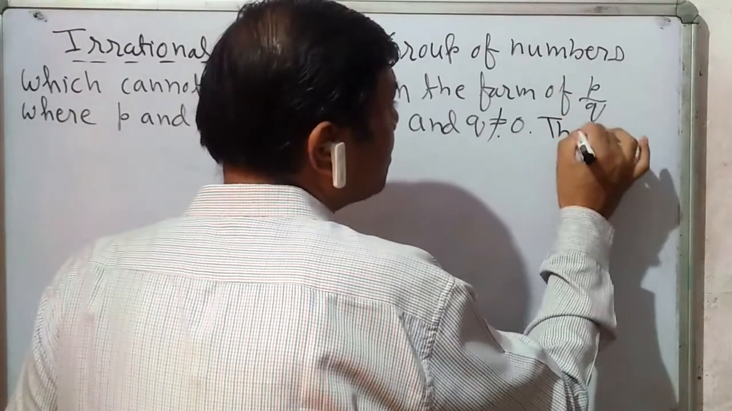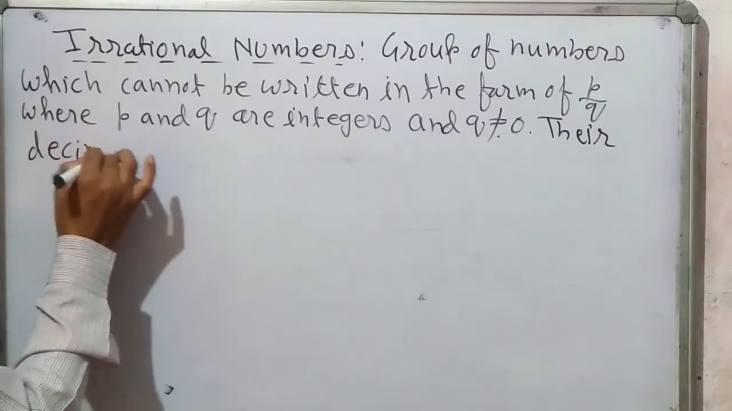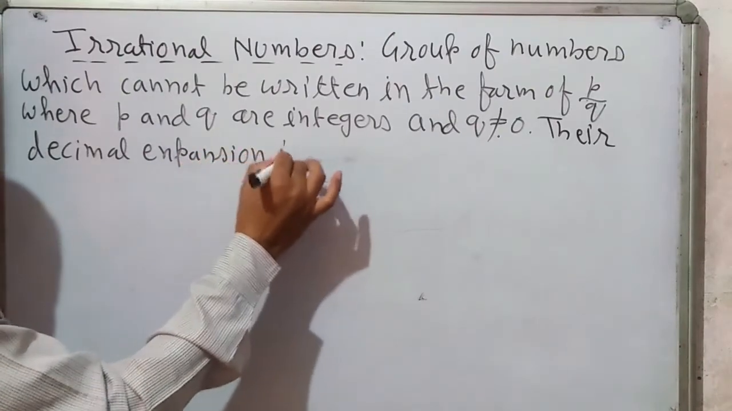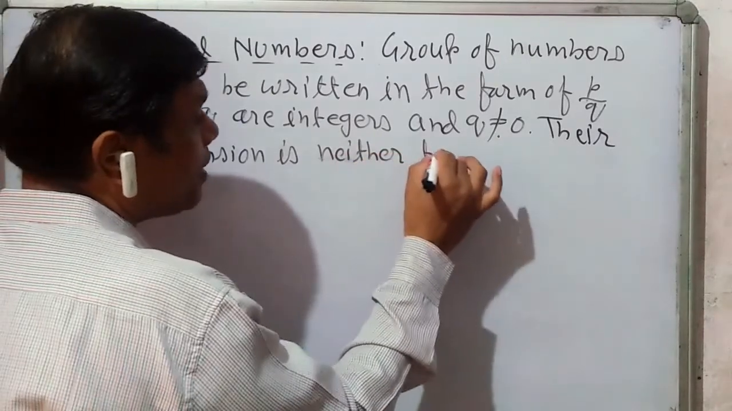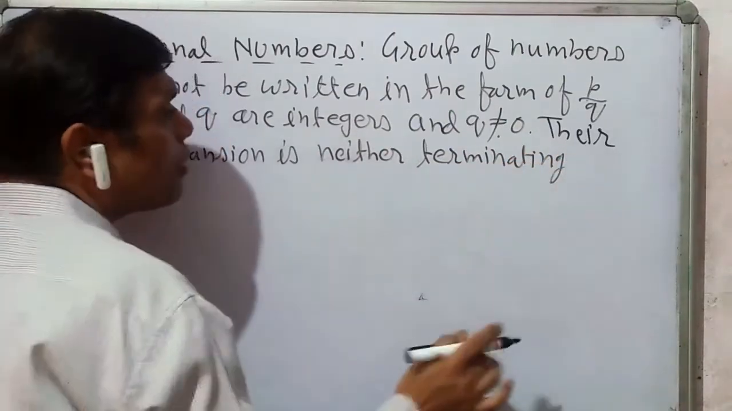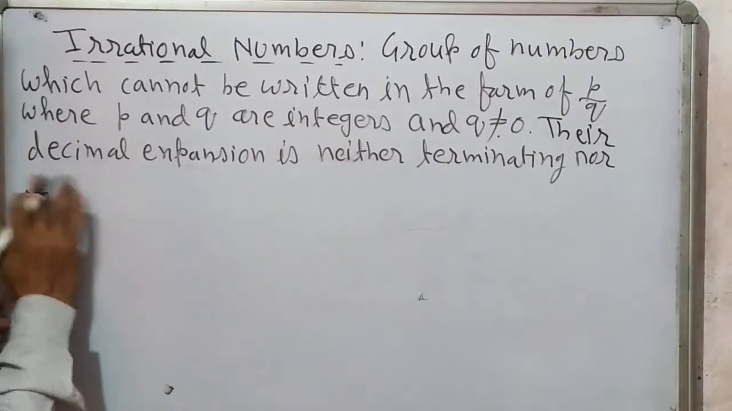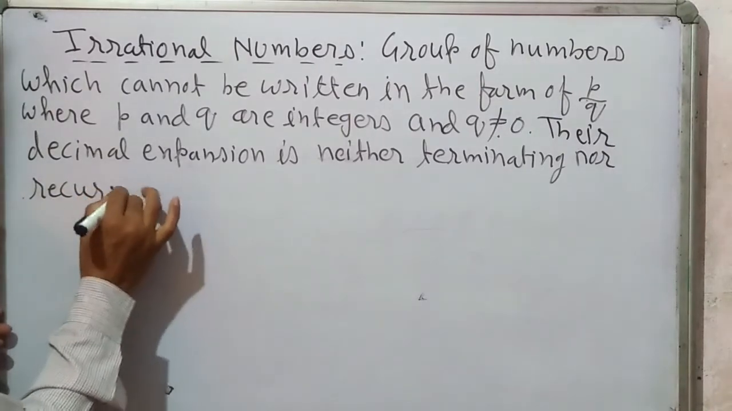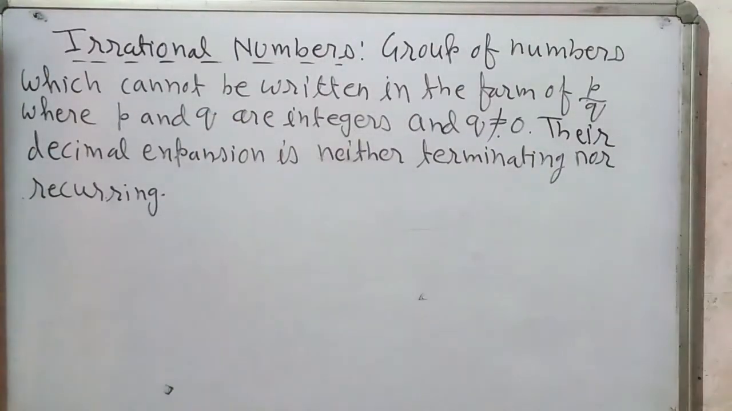Their decimal expansion is neither terminating nor recurring. Actually, when we represent them in decimal form, the digits after the decimal are not repeating.